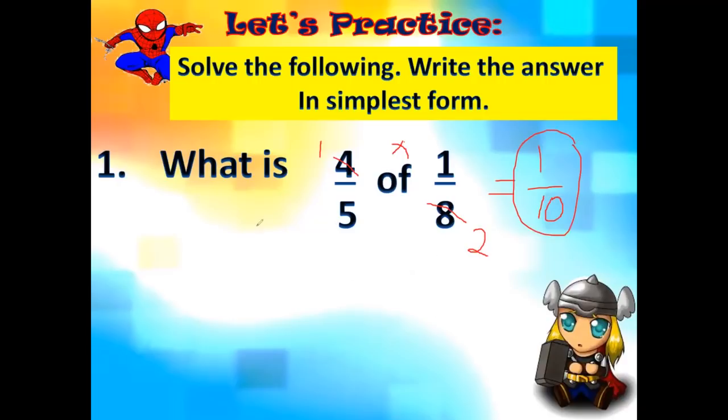See, if I did not do the cross cancel, the answer would be 4 times 1, which is 4, then 5 times 8, which is 40, right? So for 40, you have to simplify it. Divide both by 4. 4 divided by 4 is 1. 40 divided by 4 is 10. See? You have the same answer, 1/10.